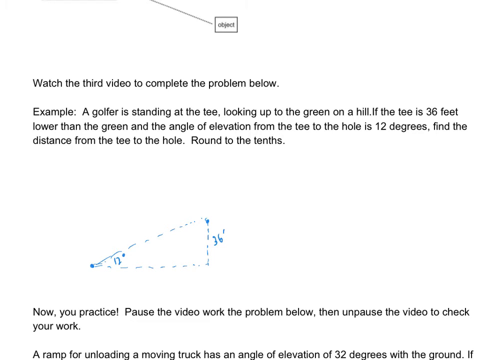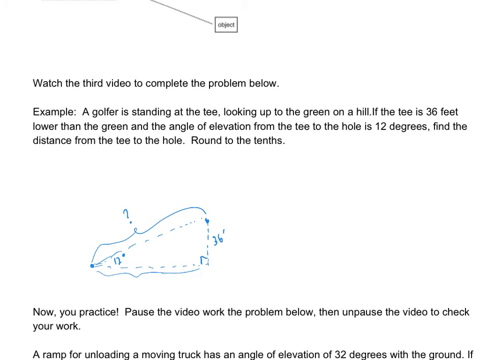Now, they want the distance from the tee to the hole. Now, keep in mind, this distance down here, that's not the tee to the hole. The hole is up on the green. So the distance to the tee to the hole would be right here. This is what we're looking for. So then this is like straight up a SOHCAHTOA problem.